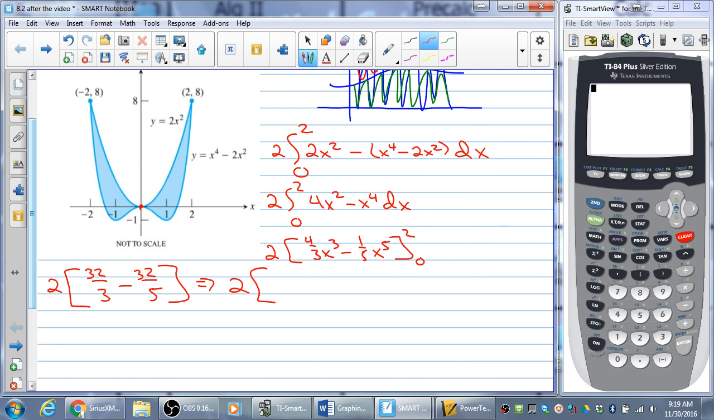2 times, how about some common denominator? 160 over 15 minus 96 over 15. 2 times 64 over 15. So 128 over 15.